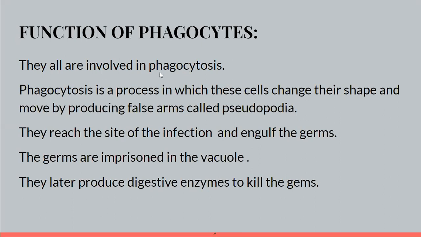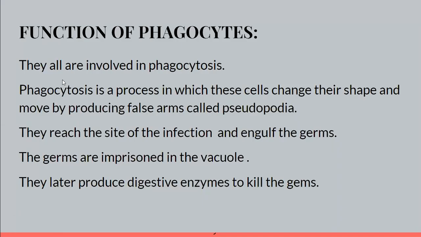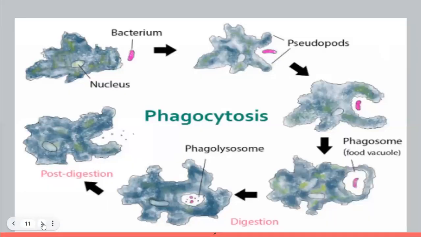They are involved in a process which is called phagocytosis. This process of movement of the phagocyte towards the germs and then eating them up is called phagocytosis. Phagocytosis is a process in which these cells change their shape and move by producing false arms called pseudopodia. They reach the site of the infection, they produce the pseudopodia, they engulf the germs, they imprison the germs in the vacuole, and later their nucleus produces digestive enzymes to kill the germs.